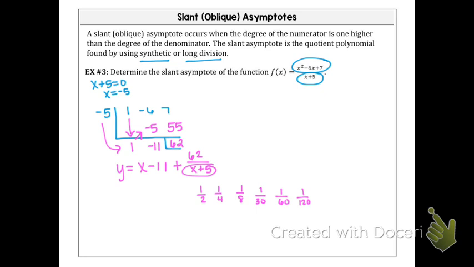So when we're doing the synthetic division for our slant asymptote, because it's dealing with the end behavior, our x's are going to get really big, we don't worry about the remainder. So our slant asymptote is just going to be y equals x minus 11.